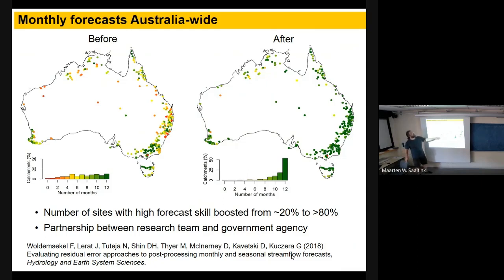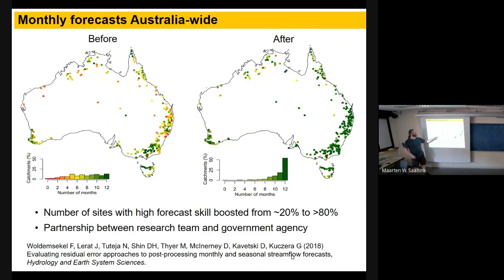And this is obviously the map of Australia. The dots are the locations of the catchments where the predictions are necessary. These are monthly forecasts, and the color codes indicate essentially the performance of that system at that catchment. Essentially, here we're looking at the number of months where the predictions at the monthly scale are better than the climatology, so the marginal distribution of streamflow.